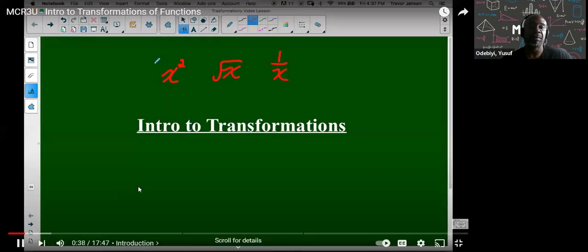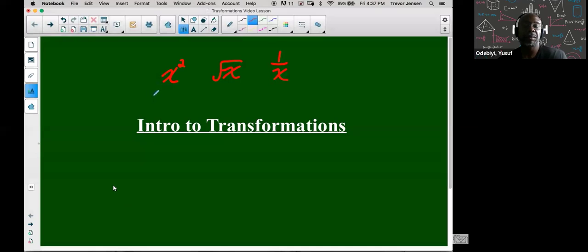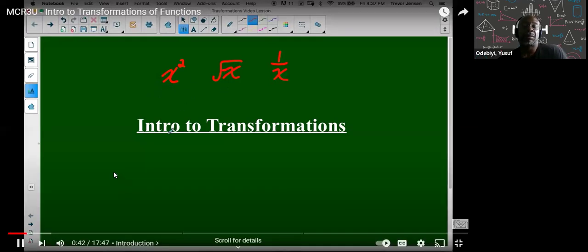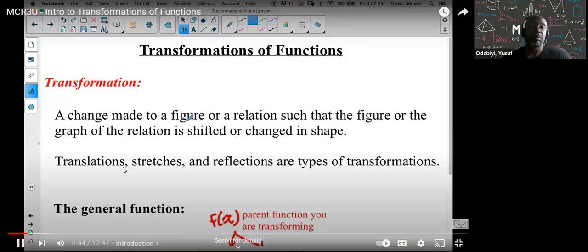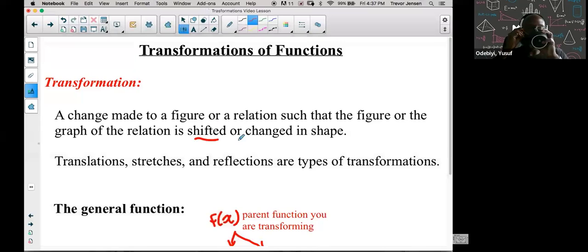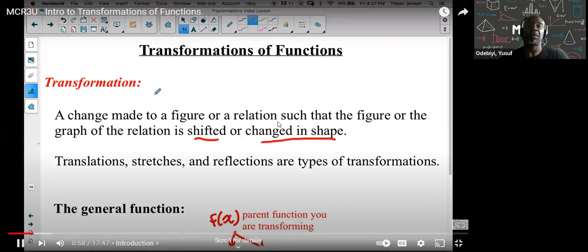We'll call them a, k, d, and c to the equations of those parent functions. So first of all, when I'm saying transformation, what does that mean? Basically, a transformation means we're either going to be shifting the graph of the function left, right, up, or down, or we're going to be changing the shape of the function by doing what's called vertical or horizontal stretches or compressions, or also vertical and horizontal reflections.